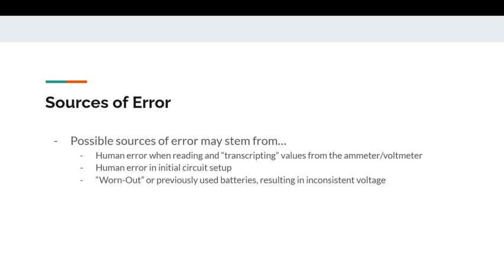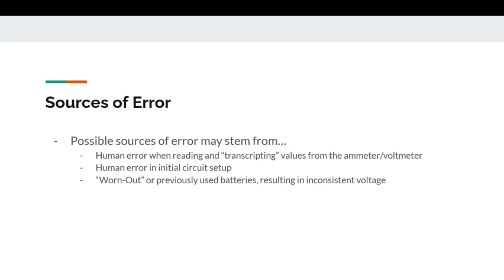From our experiment, we have to acknowledge the sources of error that could have arisen. Possible sources of error may stem from human error when reading and transcribing values from the ammeter and voltmeter. For example, we could have made a mistake while reading a value and then writing it down. Another possible mistake was human error in the initial circuit setup. For example, we may have misplaced a wire.